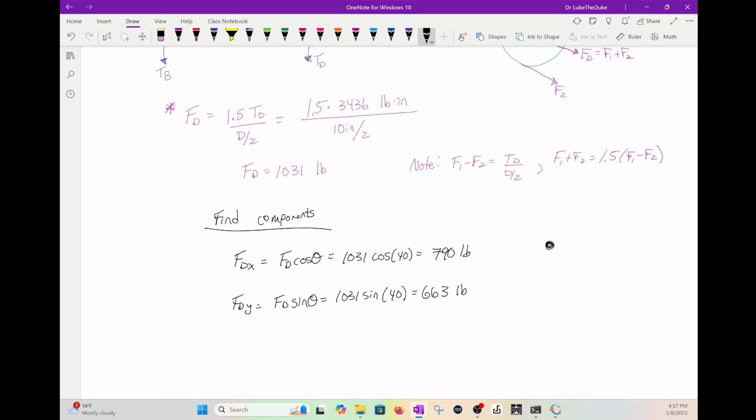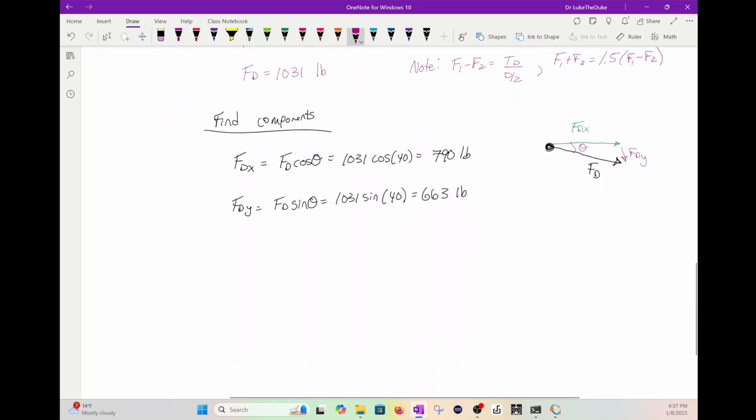FDy is FD sine theta, which is 1031 sine of 40, and you get 663 pounds. So the way I like to do it is, here is that vector FD. We go over, this is FDx, and then we go down, FDy, and that's that theta. So we've broken up the forces exerted on that sheave to the shaft in the x and y coordinate systems.